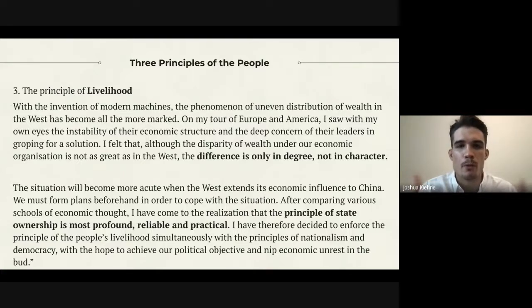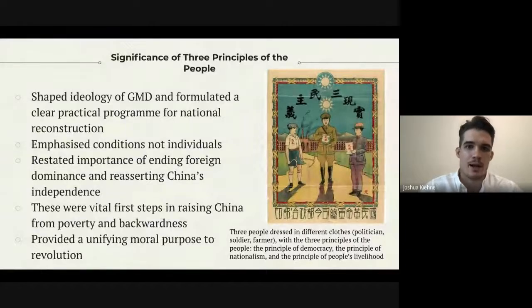He's not focused on private capital. He's focusing on government capital, on state capital. That is his main focus. If we develop these things, there's going to be an infrastructure in place to support all people. And so he fuses that with nationalism, with democracy. This is the way to stop economic unrest. So these principles are pivotal.